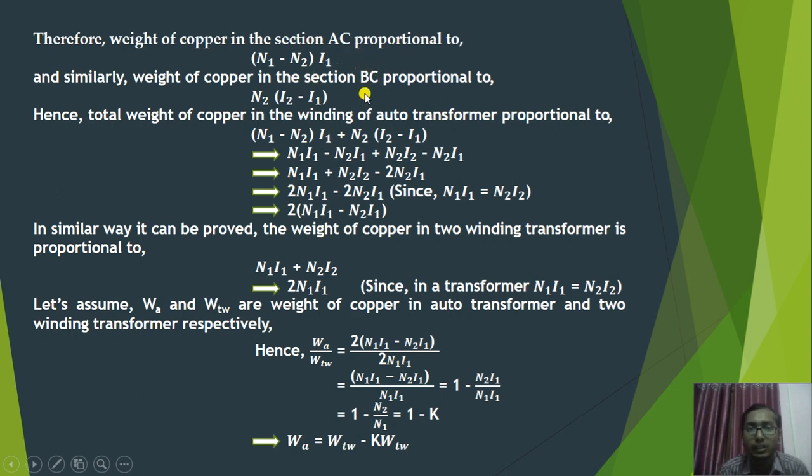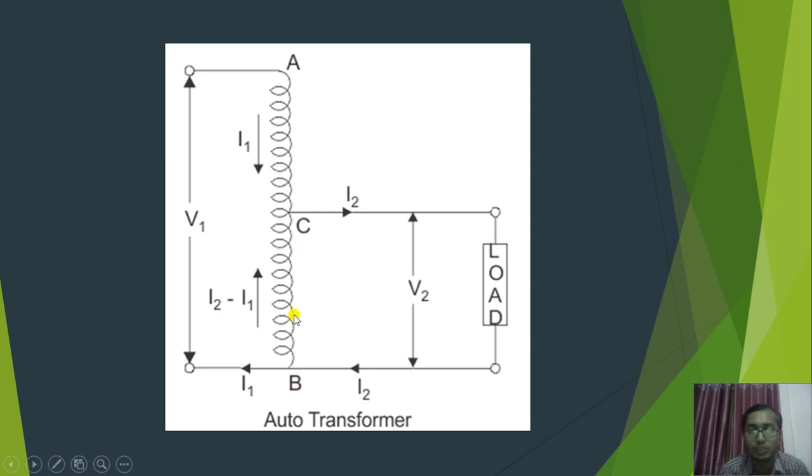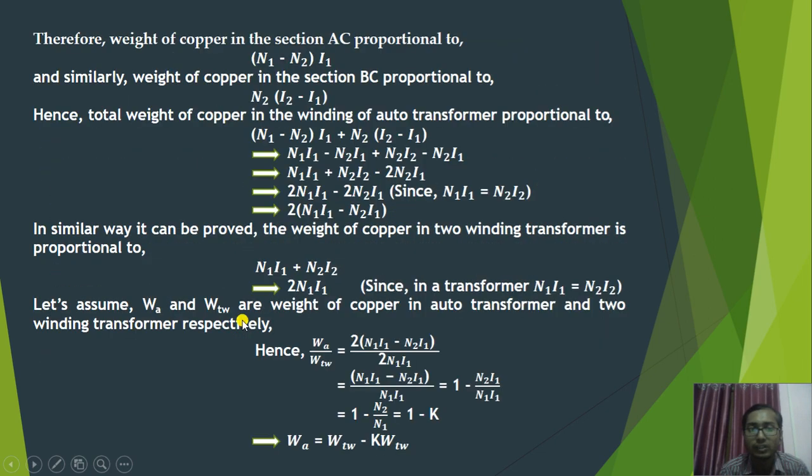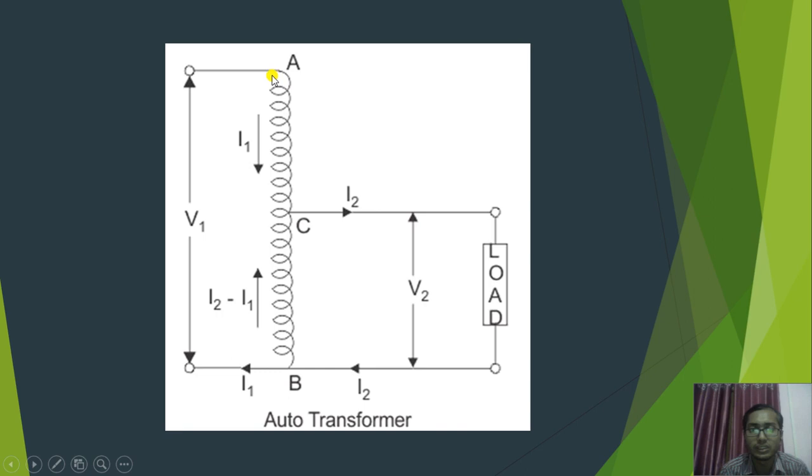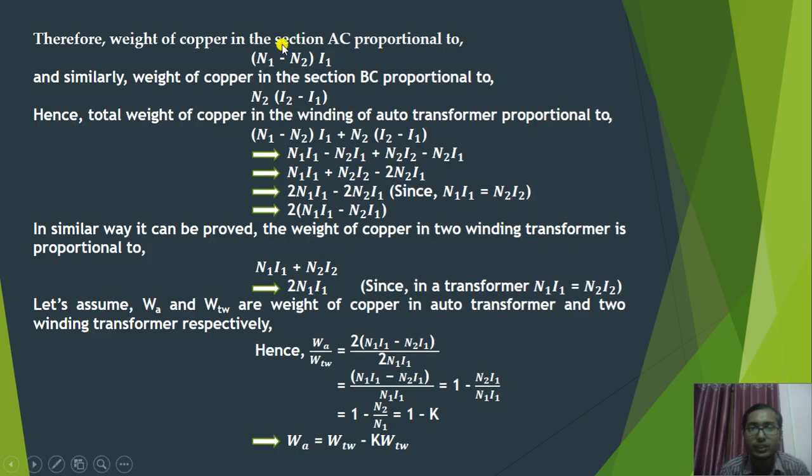Similarly, in the BC part, what will be the number of turns? In this BC part, we have N2 turns. And what will be the current? It will be I2 minus I1. So if we consider the whole winding, the total weight of the copper conductor will be this much plus this much, because the whole winding runs from A to B. It is a combination of AC plus BC, as you can see from this image. So this is the total weight of the copper in the winding of the autotransformer.